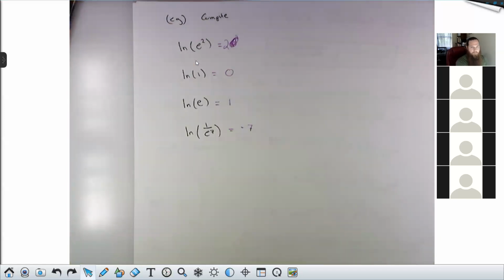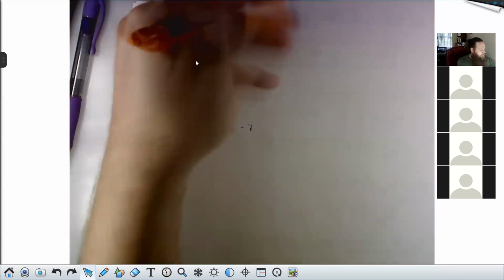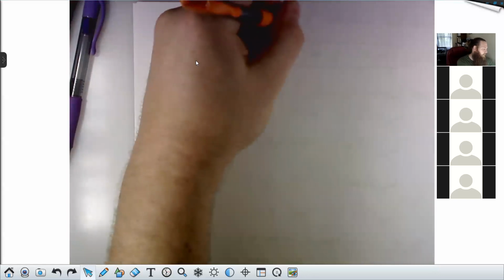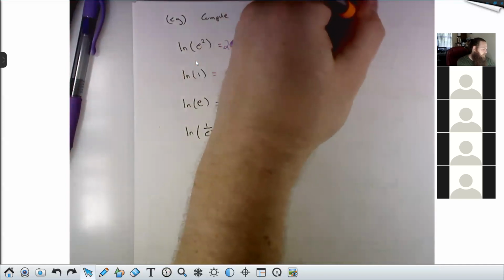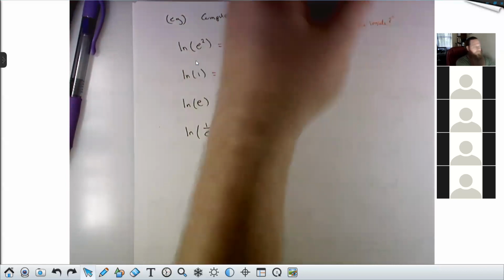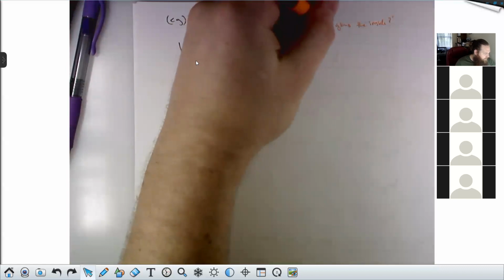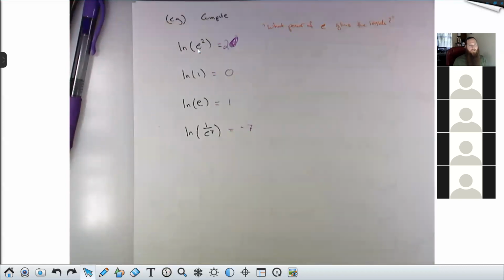So for all of these, we're doing the exact same thing we did a second ago. I'm asking, what power of e gives the inside? So what power of e is e squared? The second power. What power of e is 1? The 0th power. What power of e is e? The first power. And to what power do I raise e to get 1 over e to the 7? Sorry, yeah, that's -7, right? e to the -7, 1 over e to the 7. So those are your special logarithms, emphasis on the natural one.